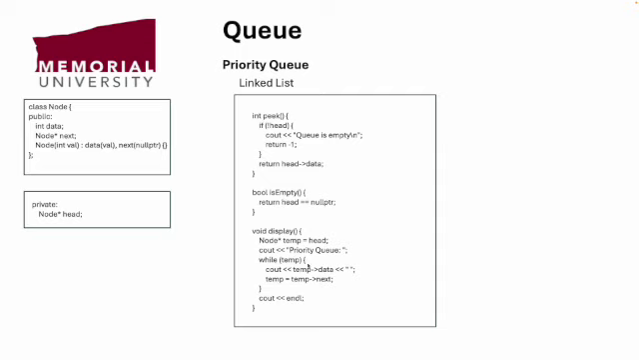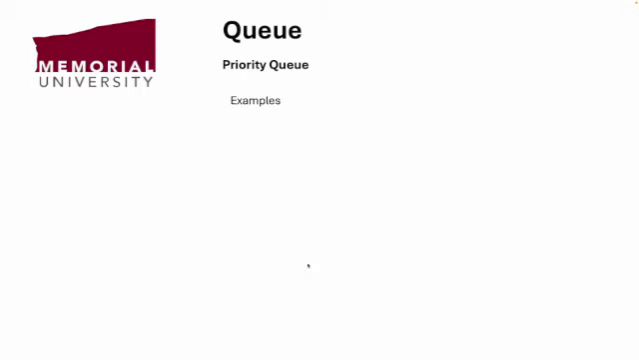Okay, all right, let's see any examples where we use a priority queue. Any example you can think of that uses a priority queue?